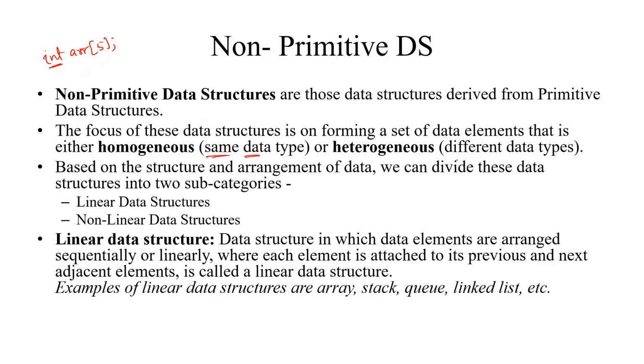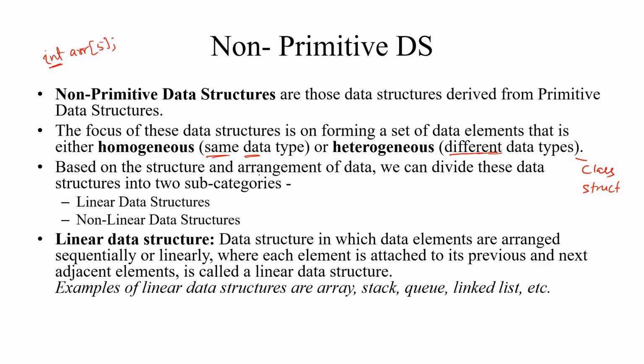Sometimes we can define data structures on different data types also. The example of this you may have seen in class in C++, or maybe in C language also you have seen structure and union. All these user-defined data types are called heterogeneous data types also.